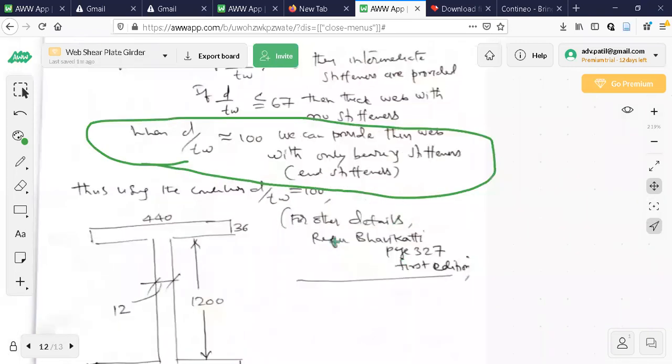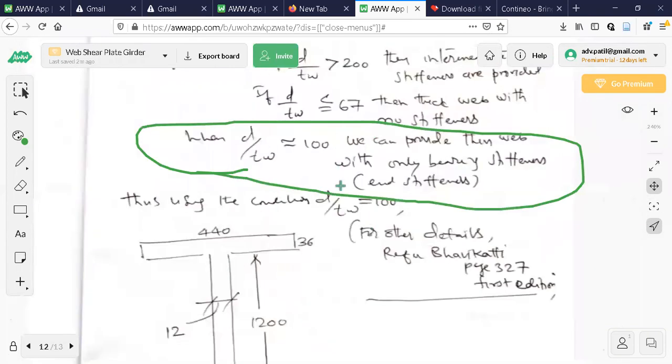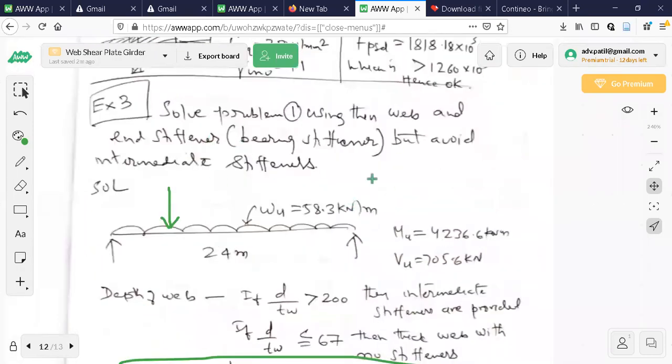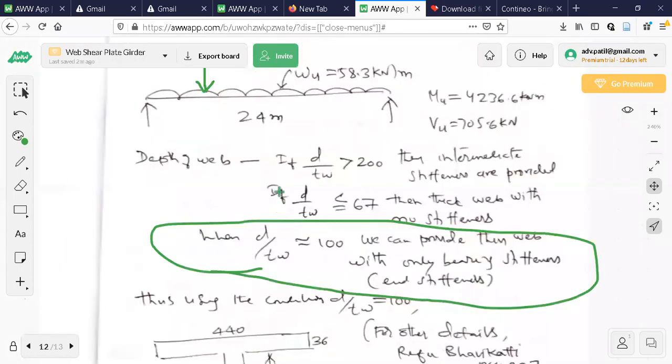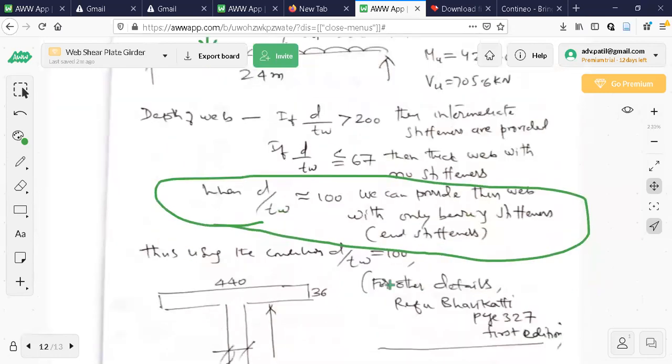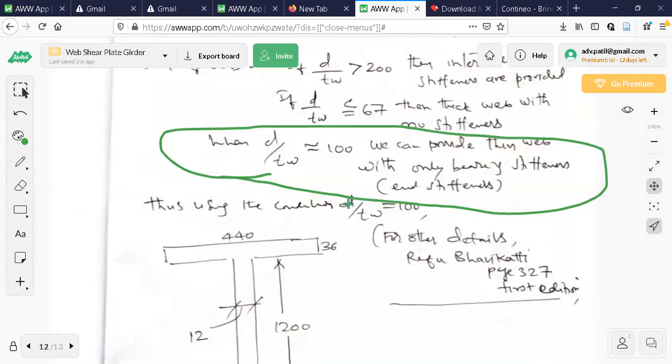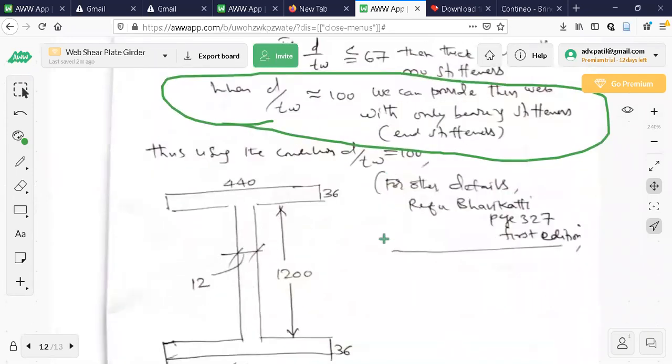Now observe this one here. This problem, the profile is created in such a way that these conditions are used. D by TW is 100. We can provide thin web with only bearing stiffeners are enough. So thus using the condition of D by TW equal to 100. For other details, refer Bhavikatti page 327, first edition. This page also I will send it.